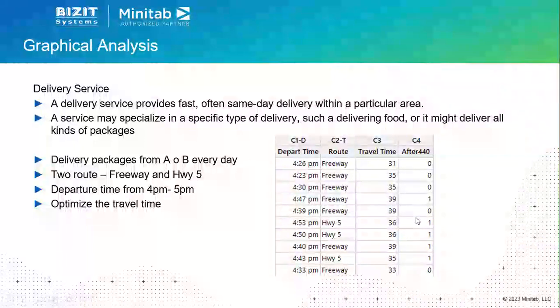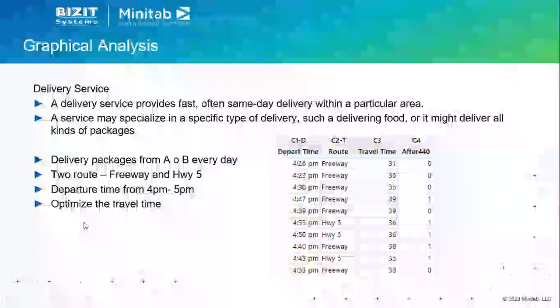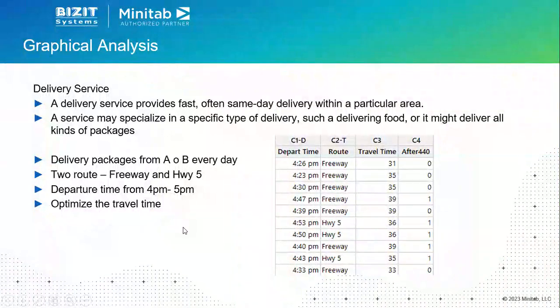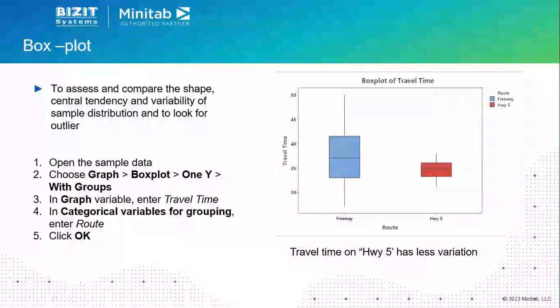So what happened to this one? They want to optimize the travel time, so they want to drill down into what kind of graphical analysis they need to do in order to know about the variation. For this, we try with the box plot. A box plot is used to assess and compare the shape, central tendency, and variability of the sample distribution, and to look for outliers.